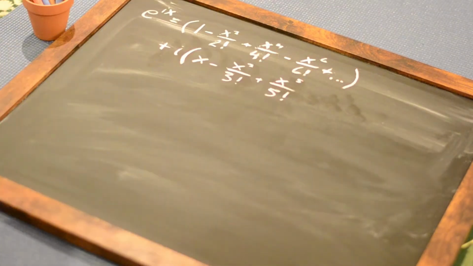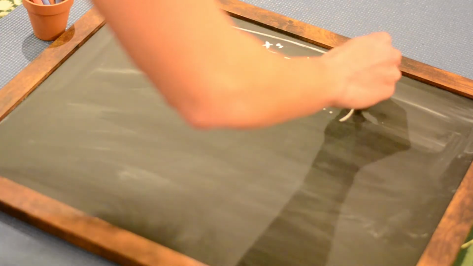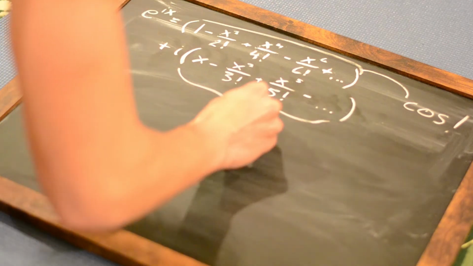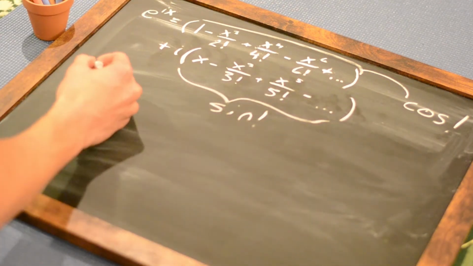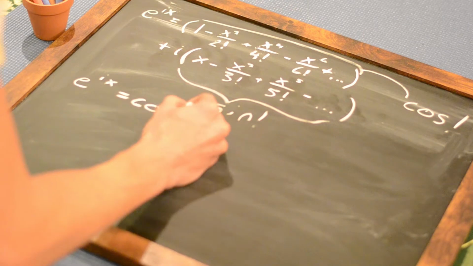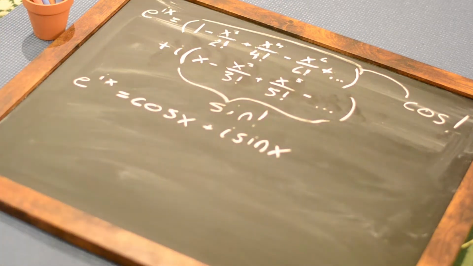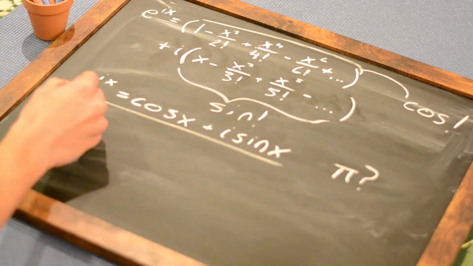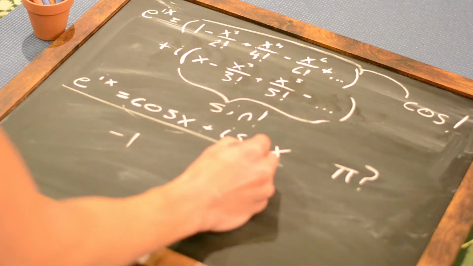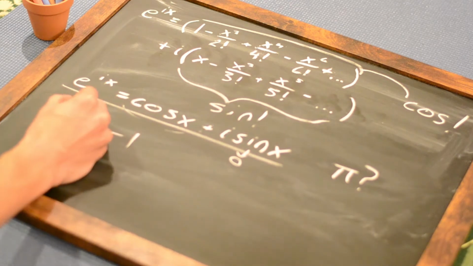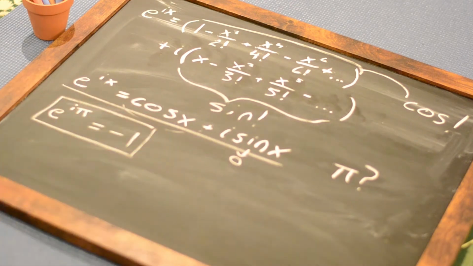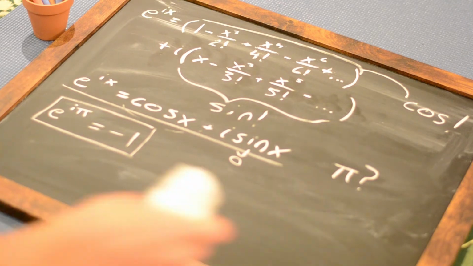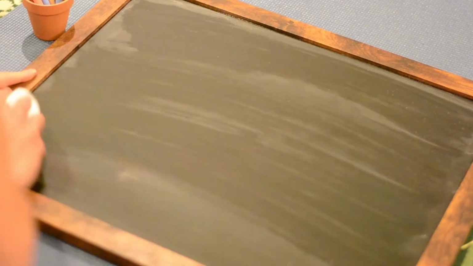Now, this is the cool part. If you realize that this first part, the real part, is cosine, and this second part, the imaginary part, is the same thing as the sine Taylor series, we can write e to the ix as cosine of x plus i times sine of x. What if you plug pi into this equation? We get cosine of pi is -1, and we all know that sine of pi equals 0. Hence, e to the pi i is really just -1, which is Euler's famous identity.